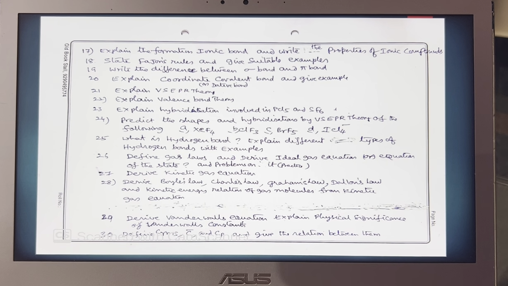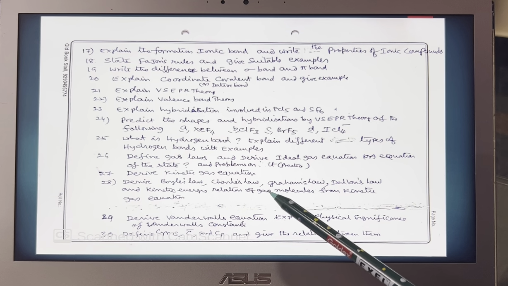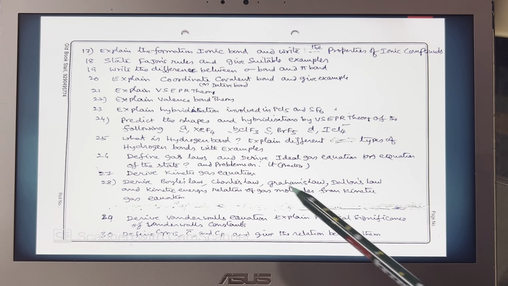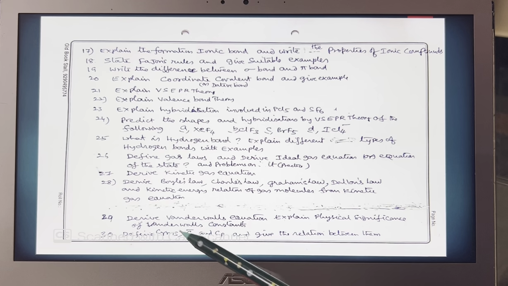From kinetic gas equation, how Boyle's law is derived. That is Charles' law. All these things are to be derived from kinetic gas equation. Not individual definitions, you should not write. You have to write the derivations of these laws, expressions from kinetic gas equation. Derive van der Waals equation of state. Explain physical significance of van der Waals constants a and b. Van der Waals constants a and b are there. So, you have to write the physical significance.